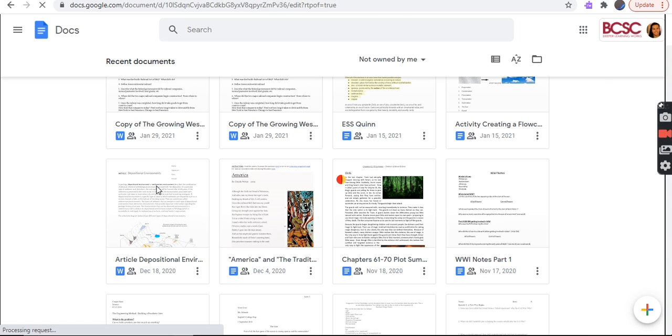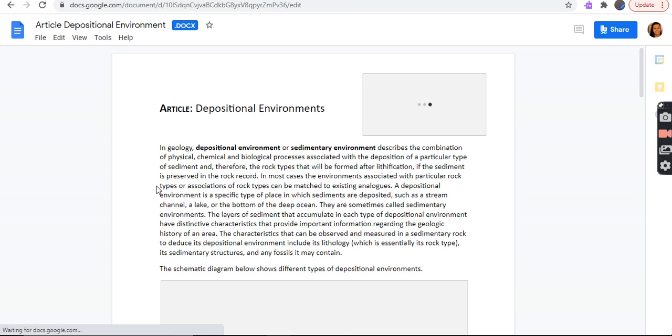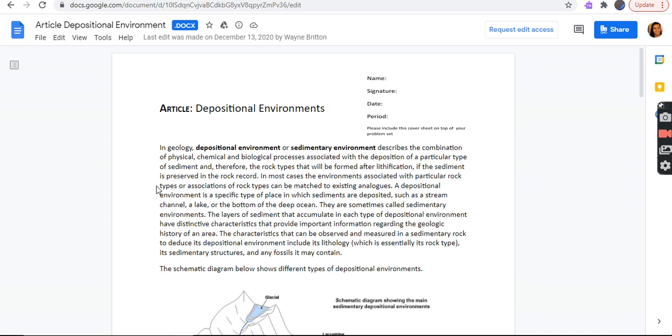Article: Depositional Environments. Please include this cover sheet at the top of your problem set. In geology, depositional environment or sedimentary environment describes a combination of physical, chemical, and biological processes associated with the deposition of a particular type of sediment, and therefore the rock types that will be formed after lithification, if the sediment is preserved in the rock record. In most cases, the environments associated with a particular rock type can be matched to existing analogs. Depositional environment is a specific type of place in which the sediments are deposited.